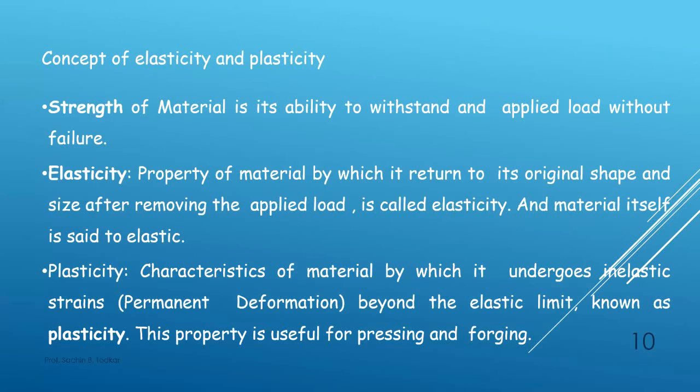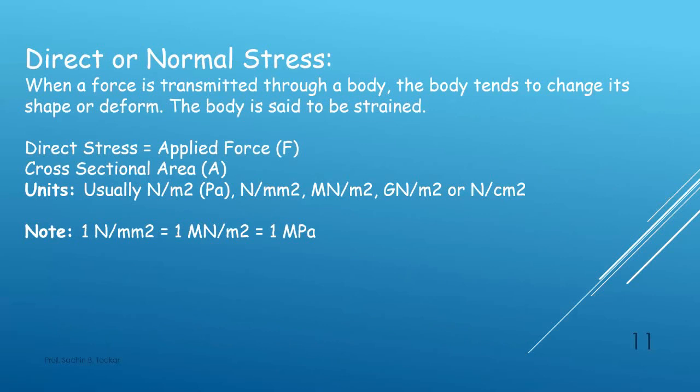Plasticity is a different property. This property is also important because in pressing and forging it is needed. The characteristic of a material by which it undergoes inelastic strain, that is permanent deformation beyond the elastic limit, is known as plasticity, and this property is useful for pressing and forging. In the next concept, direct and normal stresses. When force is transmitted through a body, the body tends to change its shape or deform.